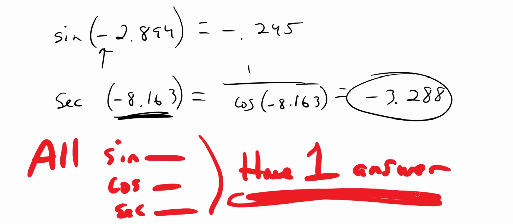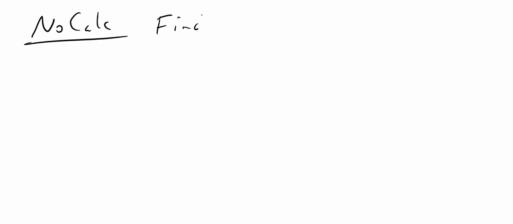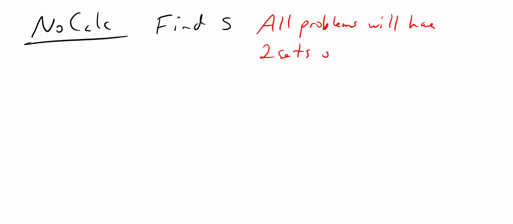Okay, so now this is where I gave you S. Now what we're going to do is we're going to look for S. Okay, we're going to try to find S. So let's do no calculator first. So no calc, and this is find S. So it's find the arc length. And again, we've done this already. And by the way, I'm going to put this in red here. All problems will have two sets of restrictions.